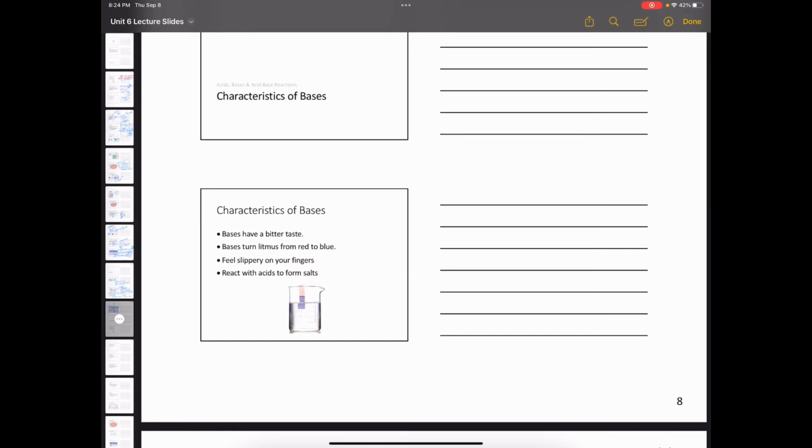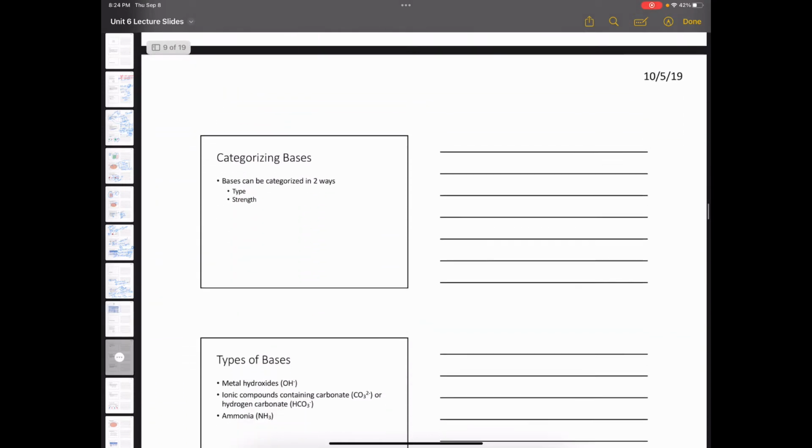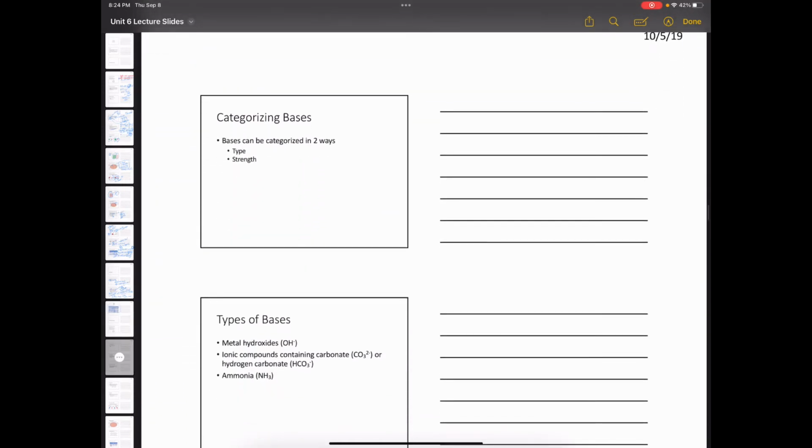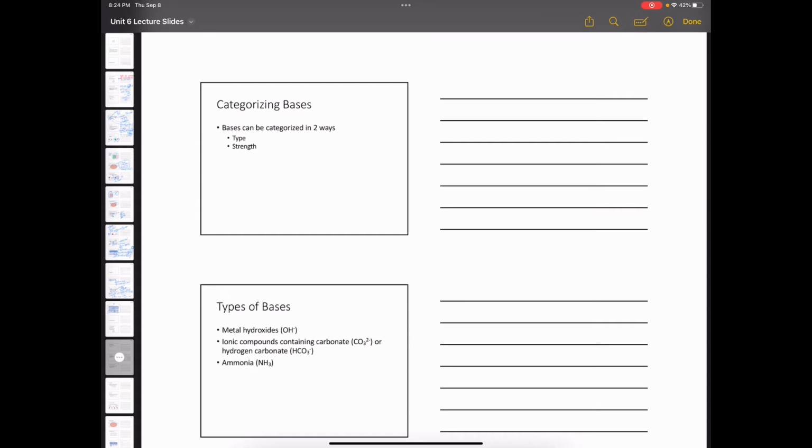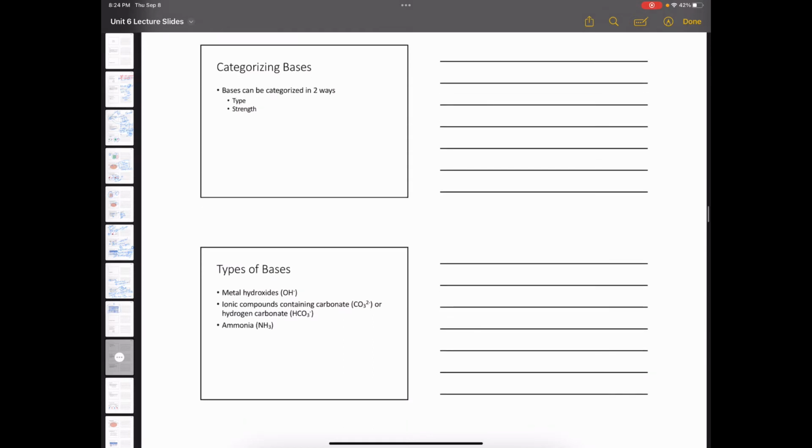Bases also react with acids to form salts, and that's something we mentioned when we talked about acids earlier. In terms of categorizing bases, bases are classified either by type or by strength. Back in acids, we also had the number of protons as another way to classify acids. We don't have such a thing when it comes to bases.